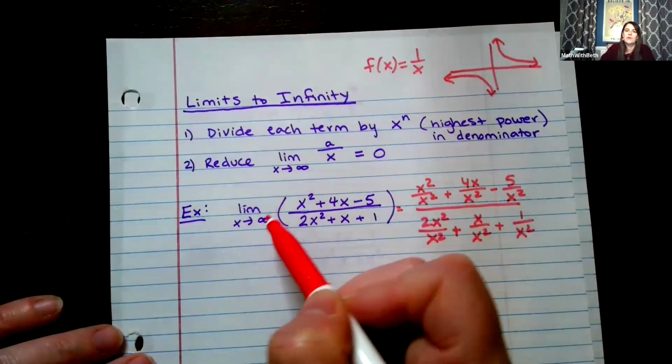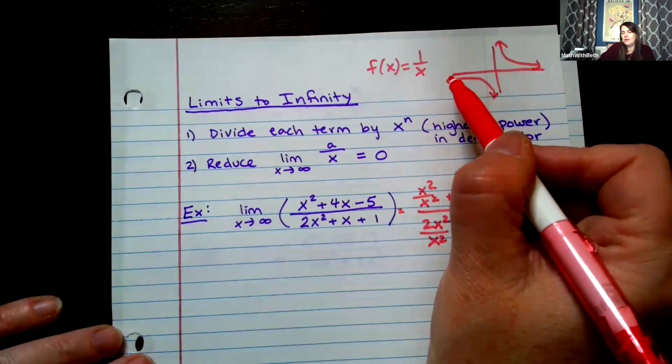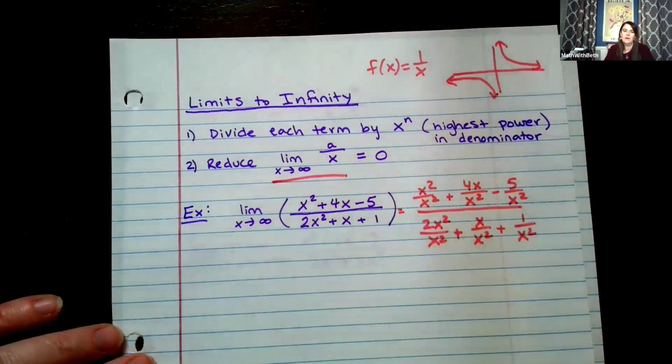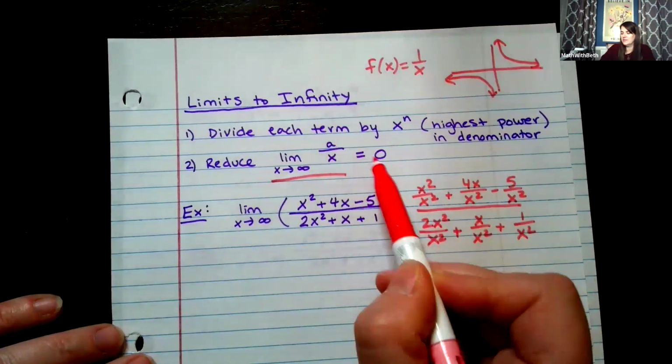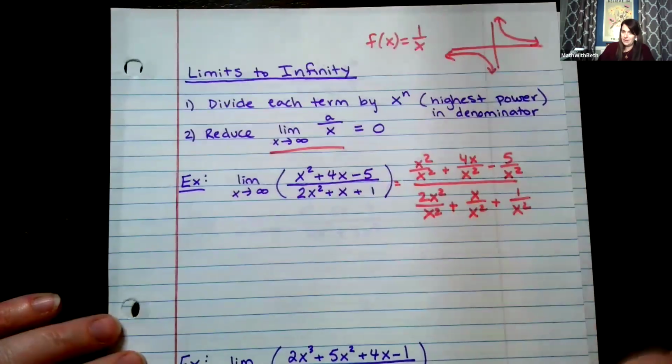And even if this was going to negative infinity, the same thing's happening this way. We're getting closer and closer to 0. So just a good thing to remember that the limit to infinity or negative infinity of some number over x is going to be 0. So when I start reducing this, I'm going to keep that in mind.